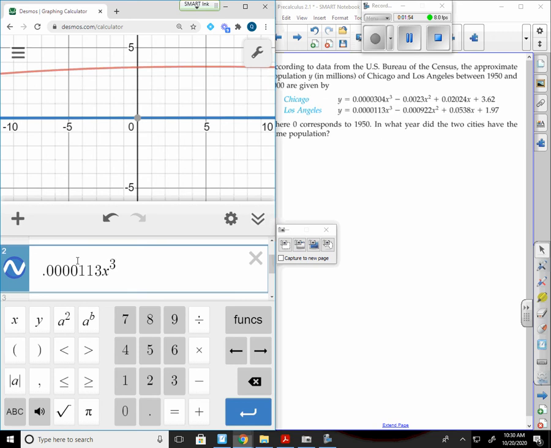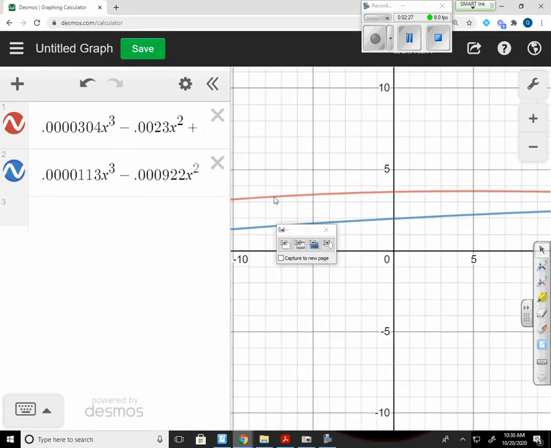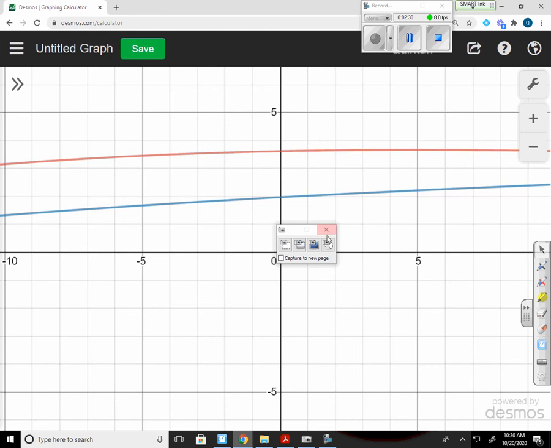After I've entered these equations in, I'm going to show you how we can adjust our graph to make more sense, because it's not going to make a ton of sense as we look at it now. Okay. So I have my two equations entered in. And now whenever I look at this graph, I don't see any points where they intersect, right? So let's go ahead and change our tools.